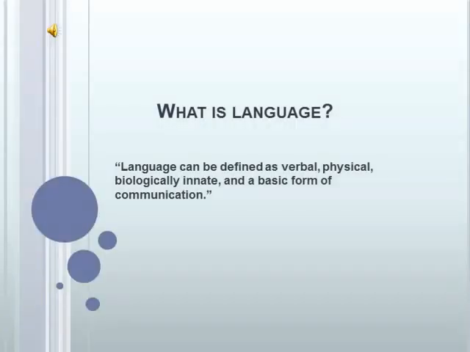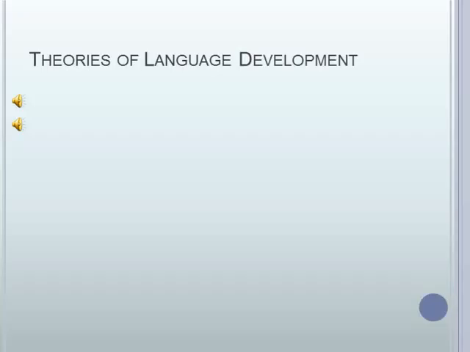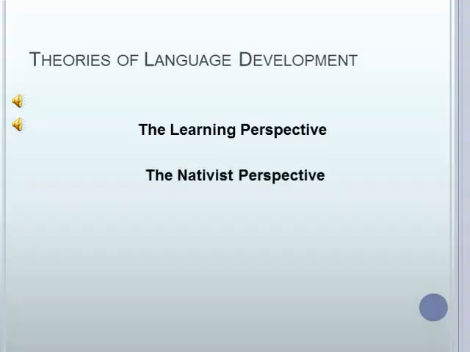What is language? Language can be defined as verbal, physical, biologically innate, and a basic form of communication. There are three theories of language development: the learning perspective, the nativist perspective, and interactionist theory.